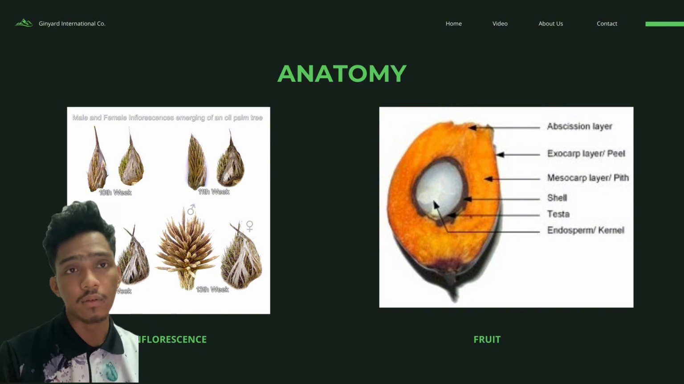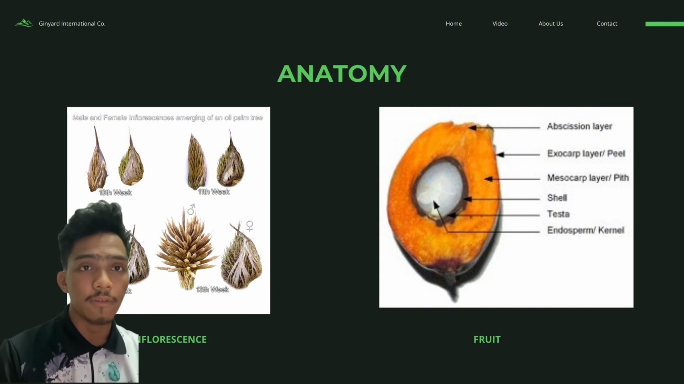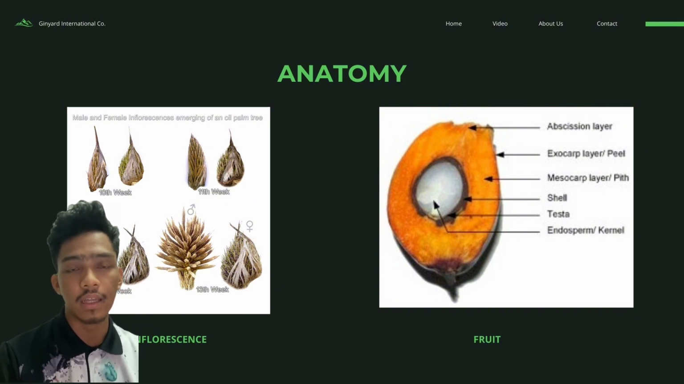In the fruits, we also have several parts. The first part is abscission layer, and then exocarp layer, mesocarp layer, shell, testa, and endosperm. For the shell, testa, and endosperm, we call it endocarp.